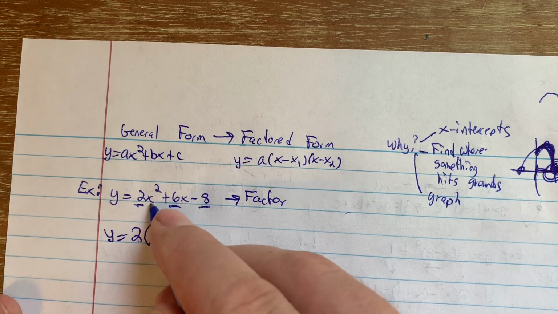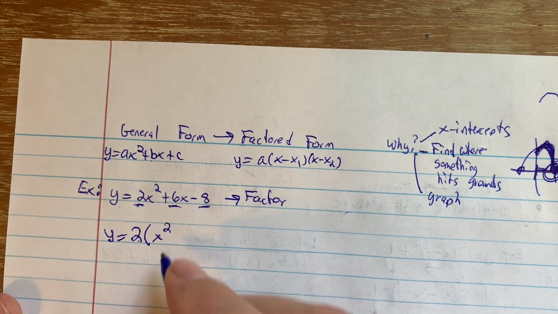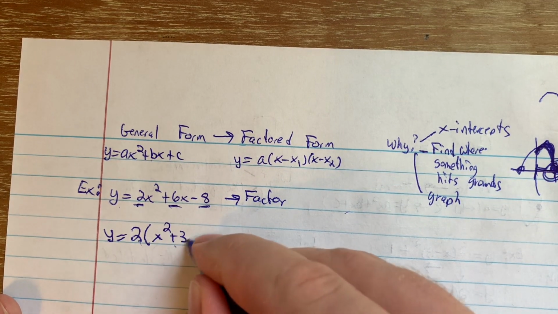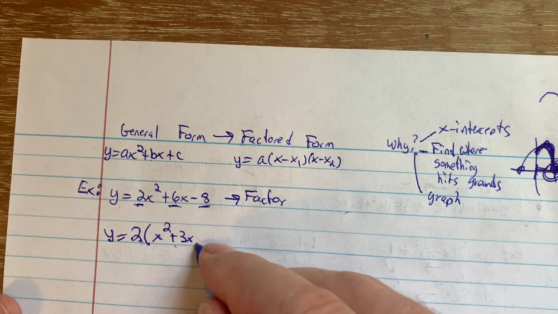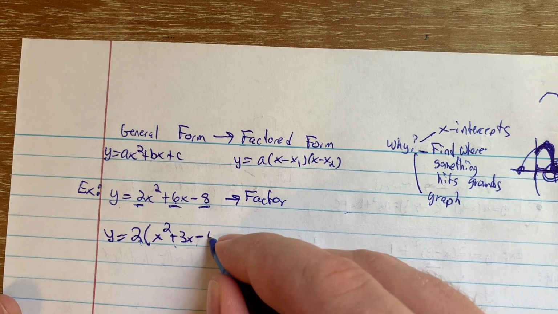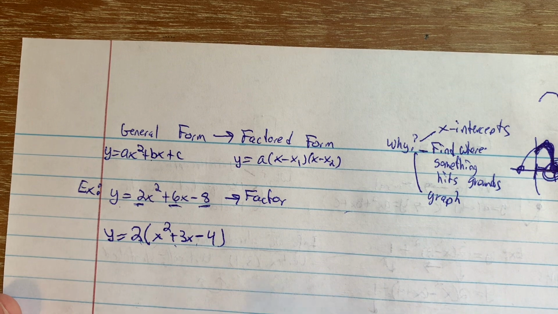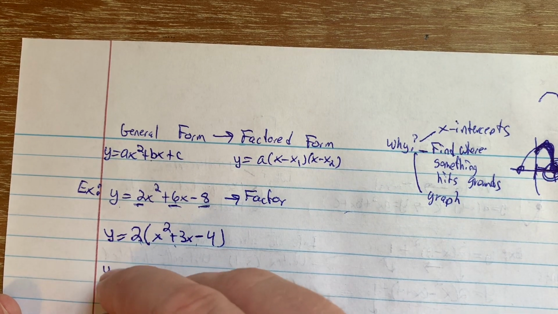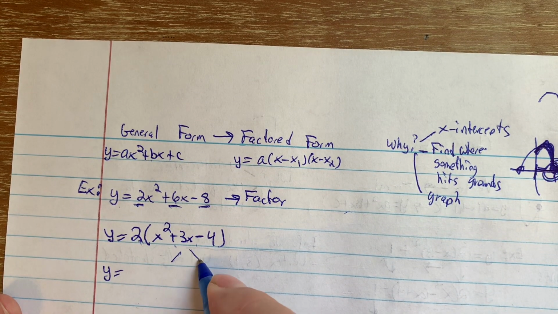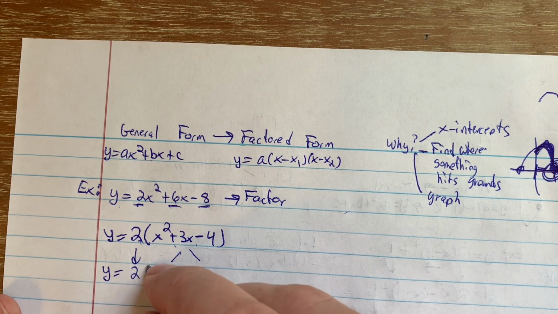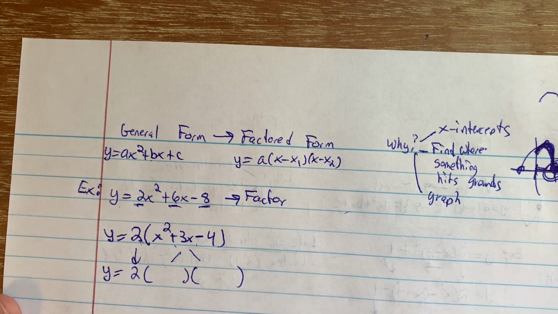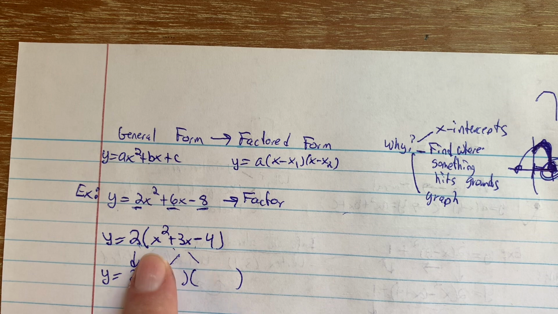2 times what gives you 2x squared? Well, 2 times x squared. 2 times 3x gives you 6x. And 2 times what gives us negative 8? 2 times negative 4 gives us negative 8. This is partially factored. We can do even more. We can split this part apart. So we're going to bring down the 2. And this is just a equals 1.